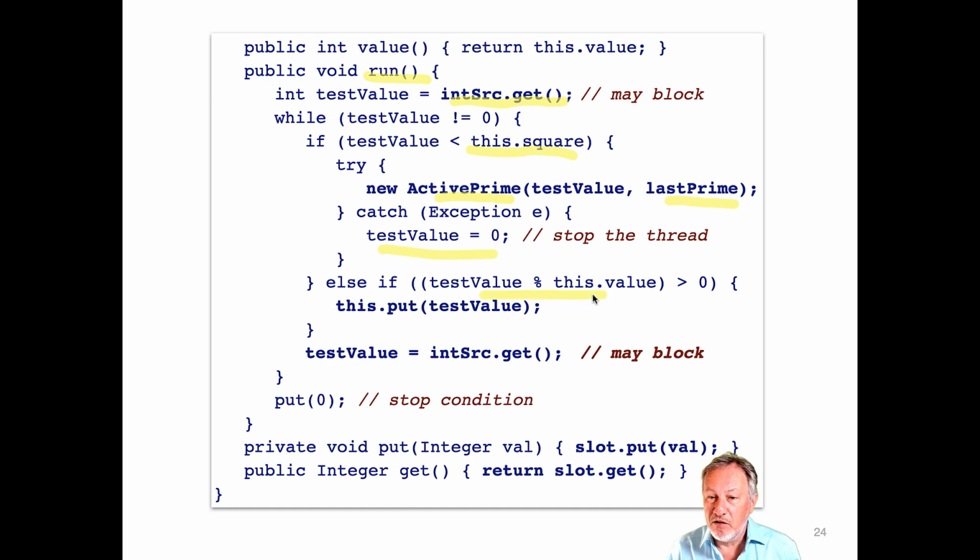If the test value is divisible by our value, then we throw it away. Otherwise, if it's not divisible, we push it into our one slot buffer, so the next prime in the flow series will pick it up.